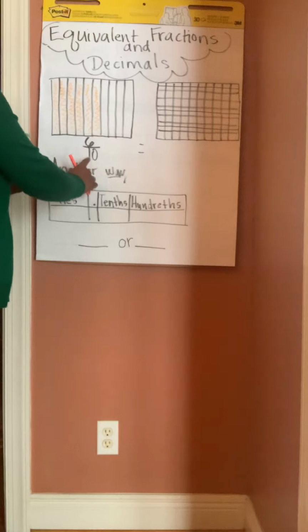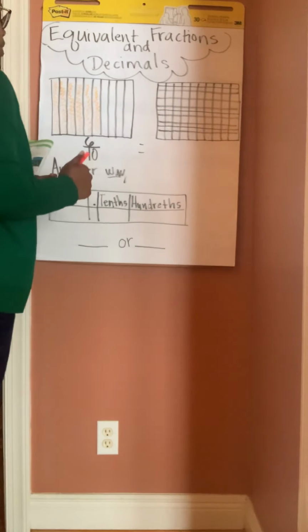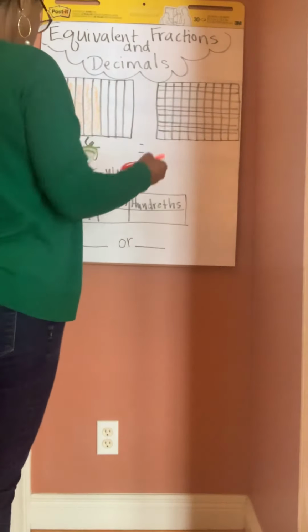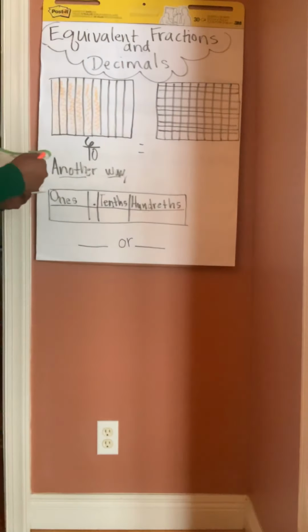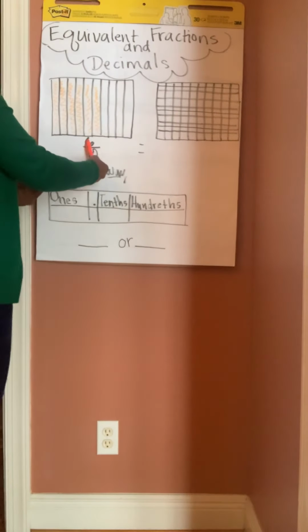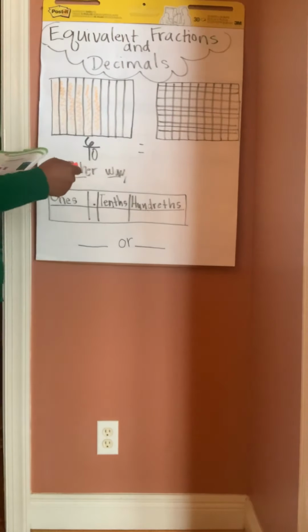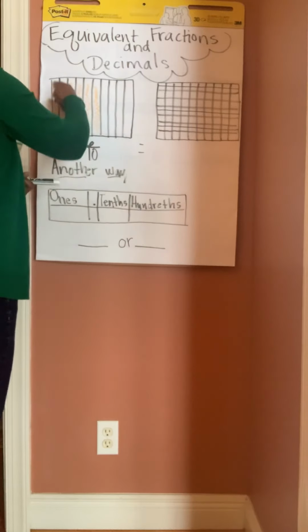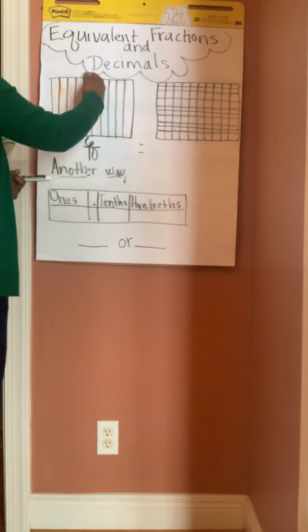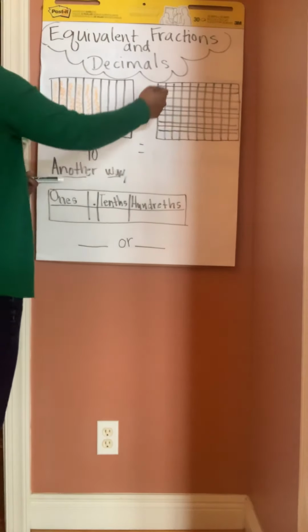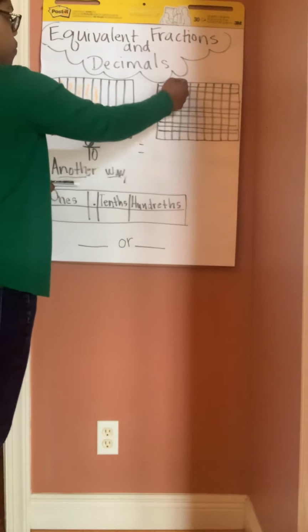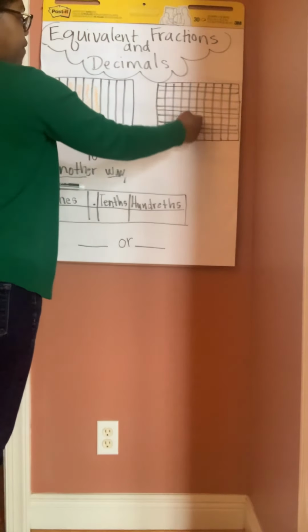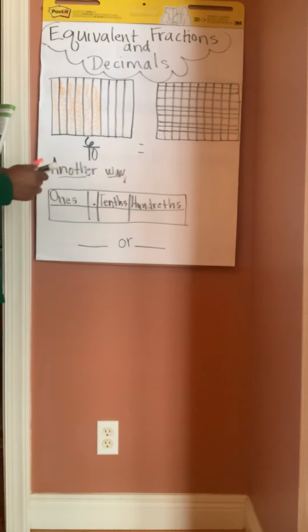Now, 6/10 is equal to what? Out of 100. So what I want to figure out is if I want this model to look like this model and to represent the same amount, I need to figure out, well, if I have 1, 2, 3, 4, 5, 6 rows here, I have 1, 2, 3, 4, 5, 6 rows here. So what is 6 rows of 10?